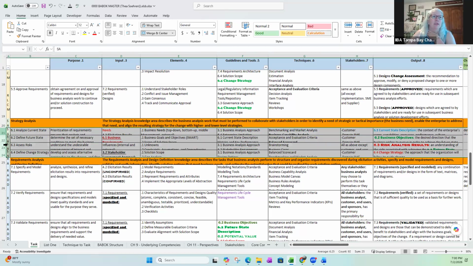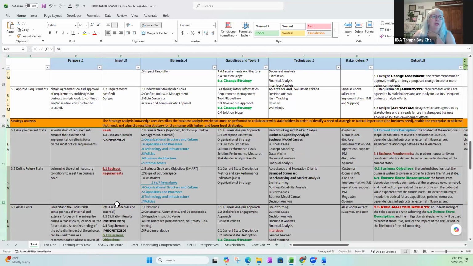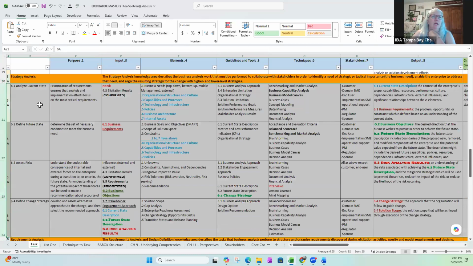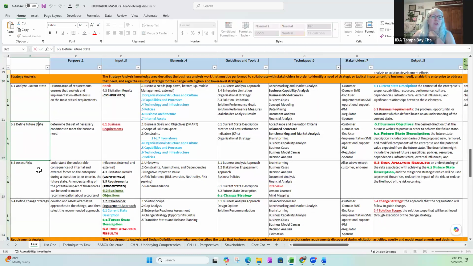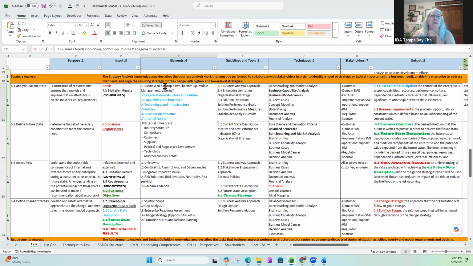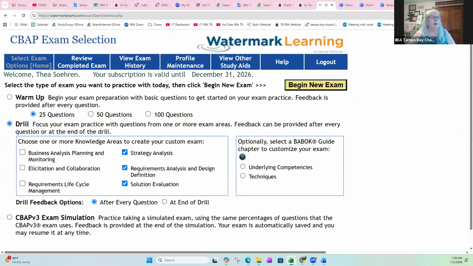And in strategy analysis, this is the only knowledge area that has only 4 tasks. It has analyze current state, define future state, assess risk, and define change strategy. Several of these have a whole list of things like risk tolerance has these 3 different types of risk tolerance. Business needs have different kinds of business needs. So remember that we have those in our mix today. And we will get started with questions.